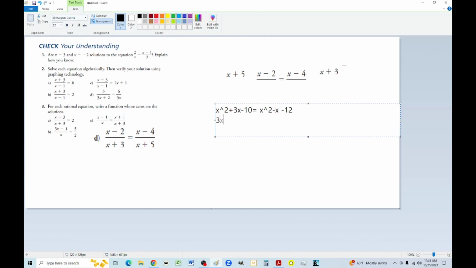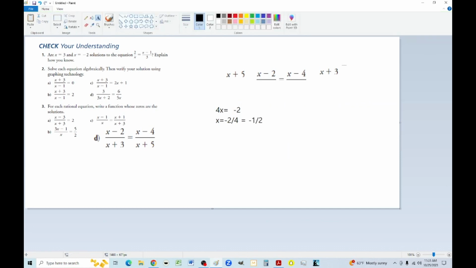Let's just use what's up there. When I subtract x squared from both sides, this disappears, and this disappears. When I add x to both sides, this becomes 4x. When I add 10 to both sides, this becomes minus 2. And I get x is equal to minus 2 over 4, which is equal to negative 1 over 2. Then you plug it in to make sure that's the solution.